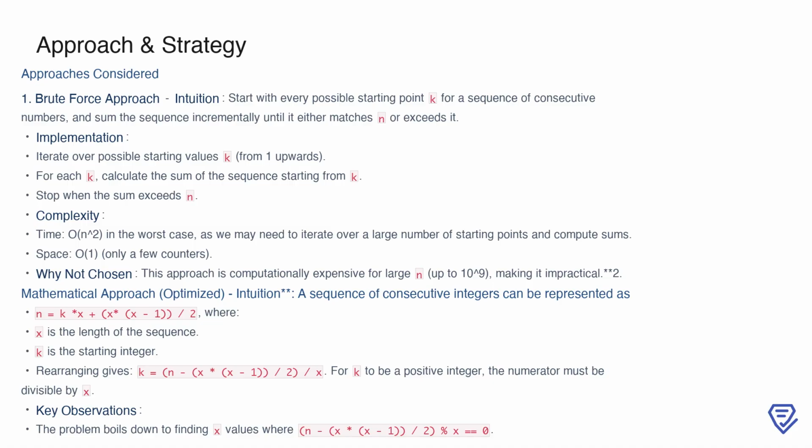However, this method has significant drawbacks. The time complexity can reach n squared in the worst case because we may need to compute sums for a large number of starting points. This makes it computationally expensive for large inputs, especially since n can go up to 10 to the power of 9. While the space complexity is efficient at O(1), the brute force approach becomes impractical due to its inefficiency for large values of n. Therefore, we need a more optimized solution, which brings us to the mathematical approach.